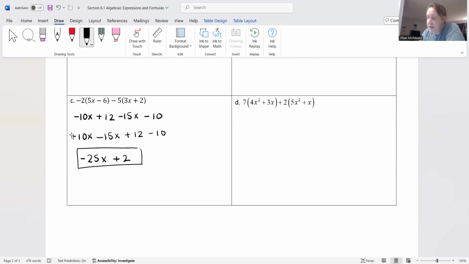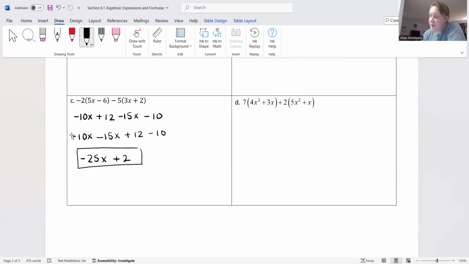Last up, we have part D, and I have 7 times 4x squared plus 3x. And then I have plus 2 times 5x squared plus x. So let's go ahead and start distributing. Again, we're going to have to distribute twice, just like we did in part C.